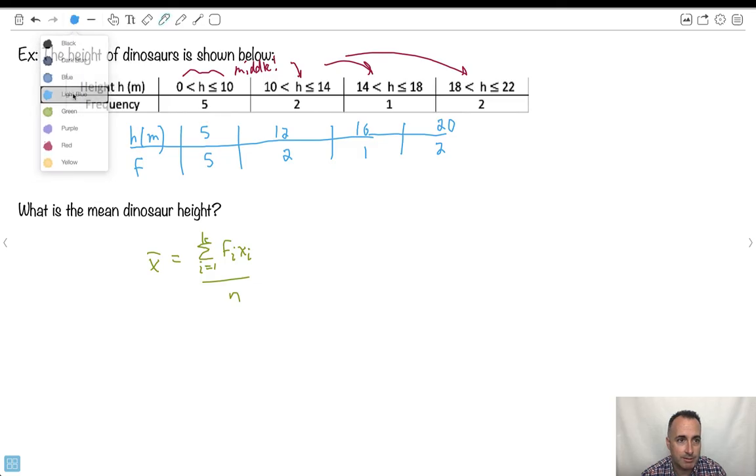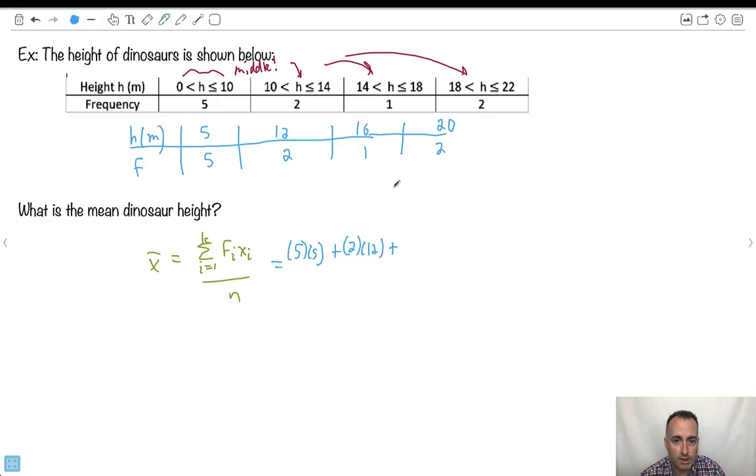So let's use this, because I think this can look really complicated until you actually see it in action. So there's 5, but there's 5 of them like that. So I'm going to go 5 times 5. Does that make sense? There's a height of 5, but there's 5 of those. It's like saying 5 plus 5 plus 5 plus 5 plus 5. So that's 5 times 5. Plus, well, there's 2 at 12, so 2 times 12. Plus there's 1 times 16, so there's just 1 of those, that's 16. And there's 2 of them at 20. I'm going to divide all those by, let's see, how many dinosaurs are there in total?